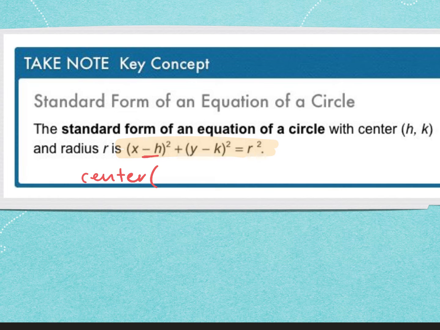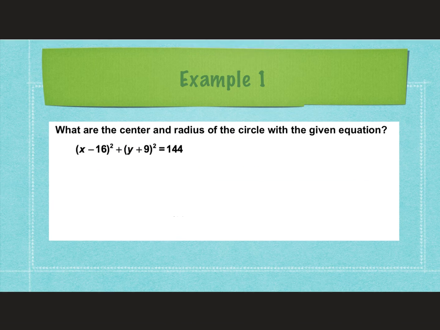is whatever we're adding to x, but we flip the sign. Whatever we add to y, but we flip the sign. So it'll be h and k. And then our radius is r. So we would just have to take the square root of the r squared. So pretty much we're just going to look at our equation and be able to tell what's our center and our radius.